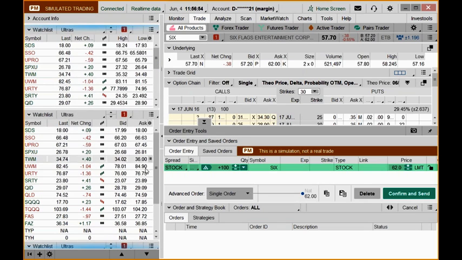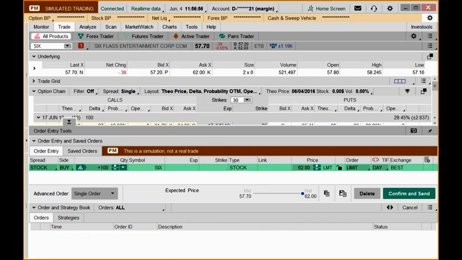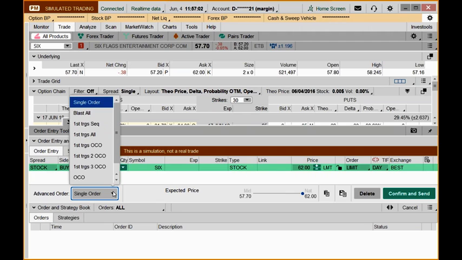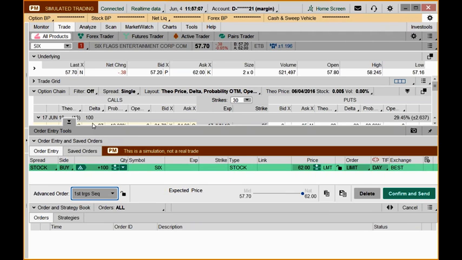How did I make that? There we go. Get this wide enough that we can see it here. So that's my initial, and what this is going to be is a first trigger sequence. So my first order here will trigger a sequence. How many shares am I going to buy? 240?